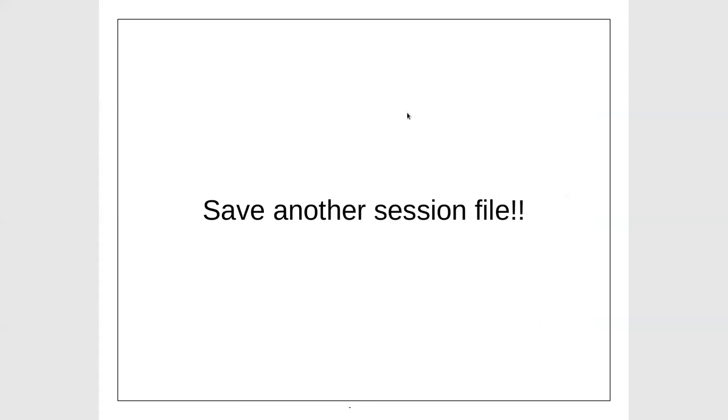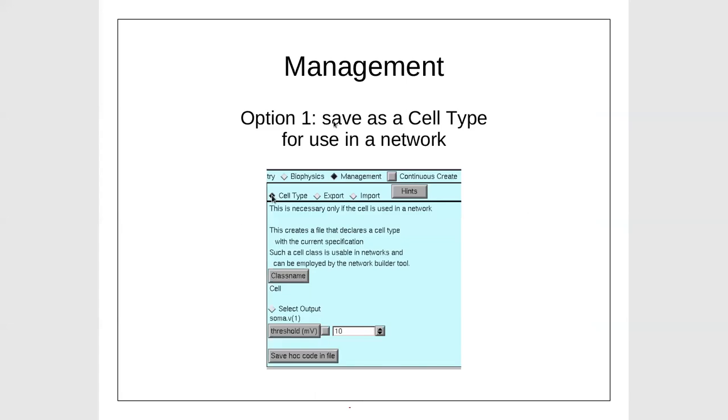I need to save another session file. And now I need to decide what I want to do. Do I want to save this model as a cell class? Well, if I want to do that, on the management page, I click on cell type. I can change the class name by clicking on this class name button that's further down in the screen. And I would get an editor that would pop up and allow me to change the name.